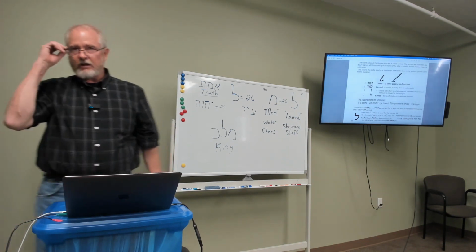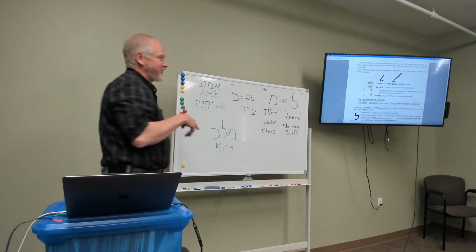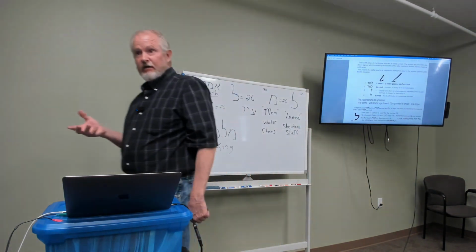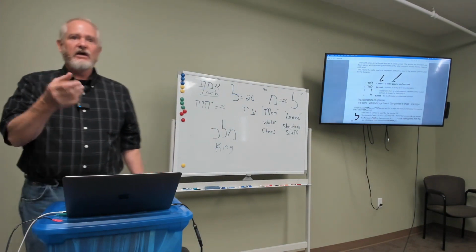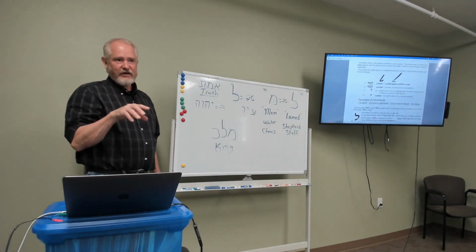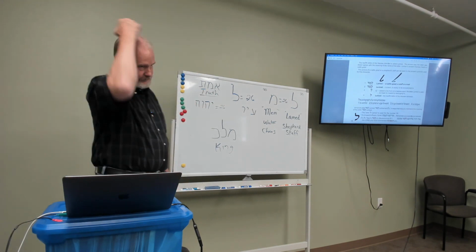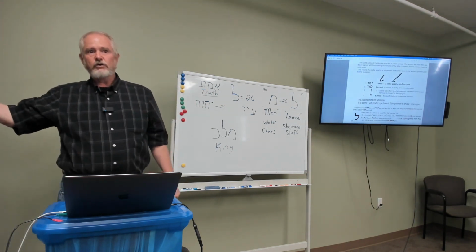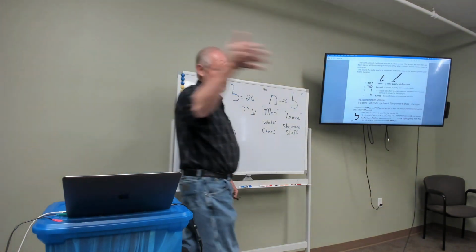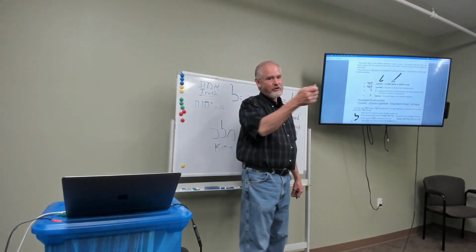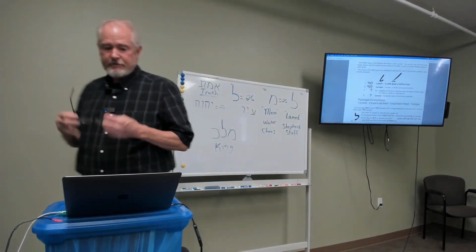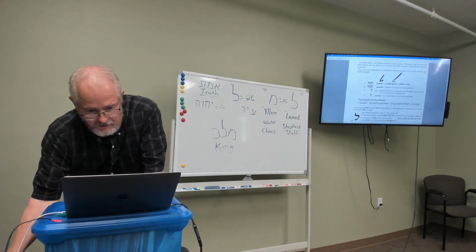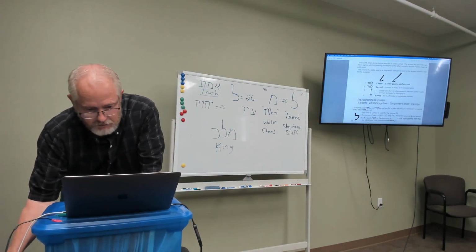If Lamed shows up as a prefix, we've seen the Bet show up as a prefix, which means in, because you go into a house. If Lamed shows up as a prefix, it means to. Okay? Because as a shepherd, you take the flock from one place to another. So it means to, T-O. It can also mean towards or belong to.